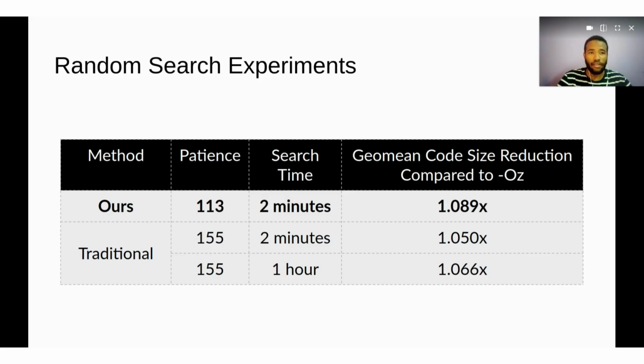In addition, we can increase the search time for the module. When we increase the search time of the module level experiment to 1 hour, our method was able to achieve nearly 2.3% improvement over the module level method. This shows that our method was able to achieve better code size reduction than module level using just a cheap search time budget.